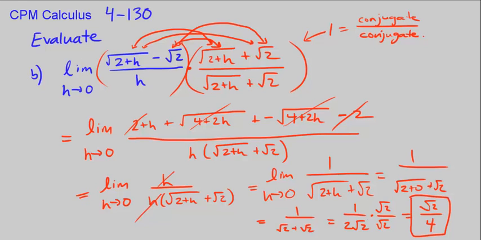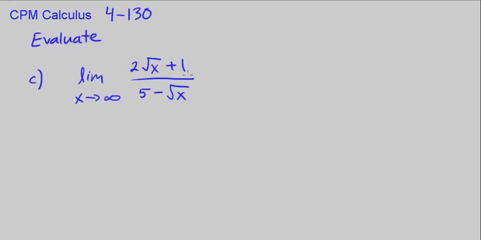Okay? Let's go into part C. Part C, we have the limit as x approaches infinity of this expression over this one. Right away, we can't really plug in infinity, but if we went ahead and did that anyway and thought about it, this would be 2 times the square root of infinity plus 1 and 5 minus the square root of infinity, right? So we're going to get a really big number in the numerator over a really big negative number in the denominator.